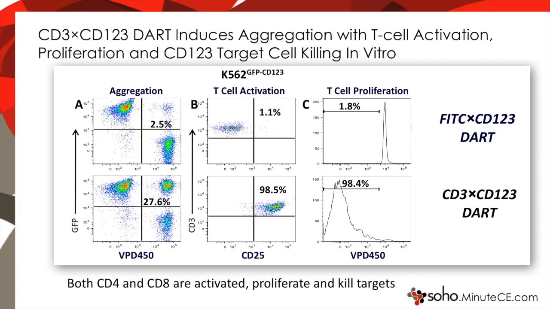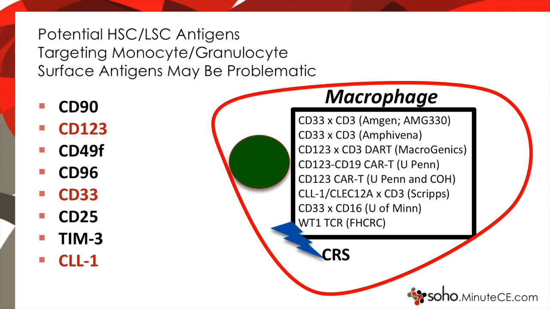What we didn't realize is that we were going to see some cytokine release syndrome, which we've seen in almost every patient. And on this slide, I'm showing you the targets that are commonly being targeted in AML. And the red ones are targets that are also expressed in granulocytes and monocytes. And we think that this is going to be a future problem with all targets in which the AML target is also expressed on monocytes and granulocytes.